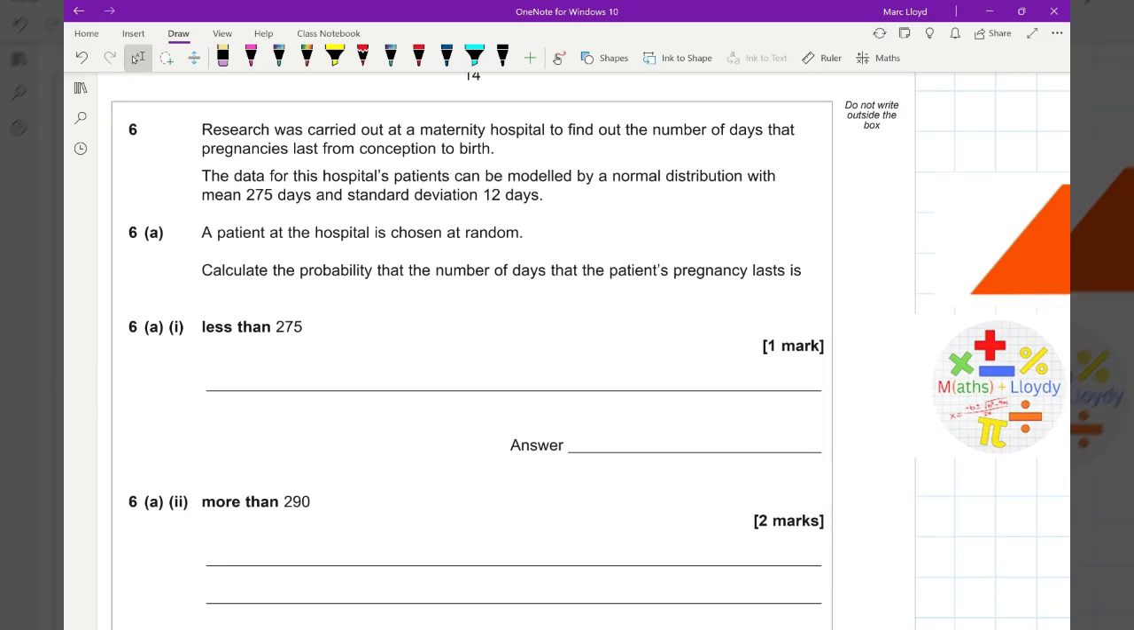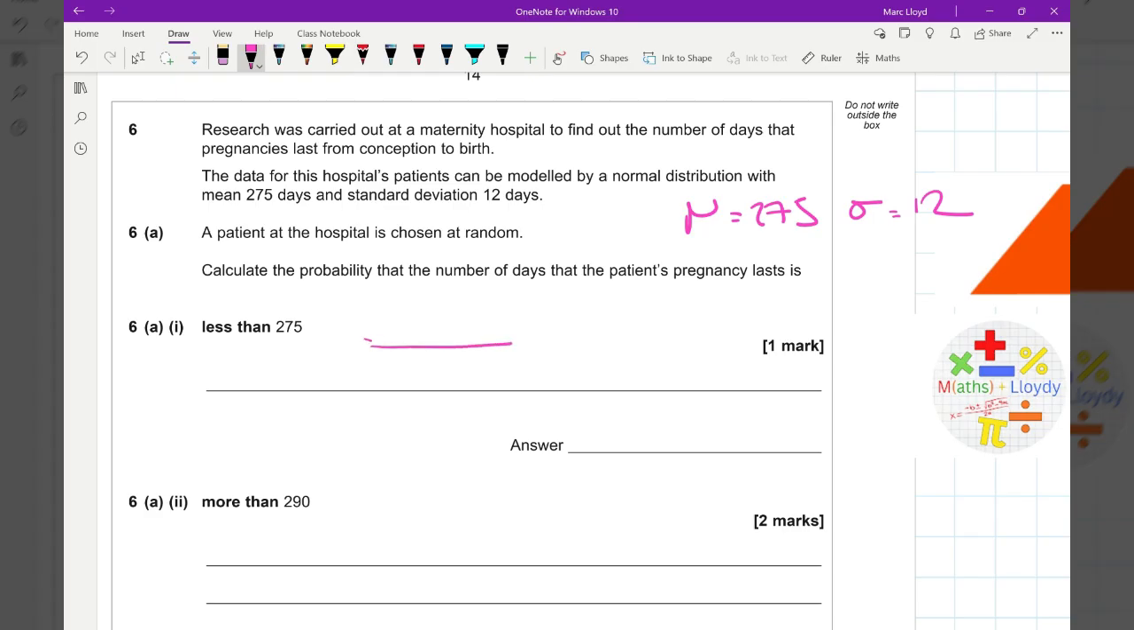Research was carried out at a maternity hospital to find out the number of days that pregnancies last from conception to birth. The data for this hospital's patients can be modeled by a normal distribution with a mean of 275 days and a standard deviation of 12. A patient at the hospital is chosen at random. Calculate the probability that the number of days that patient's pregnancy lasts is less than 275 days.